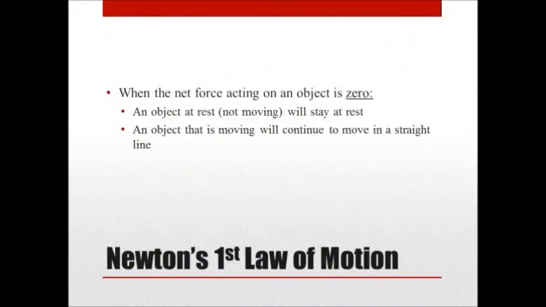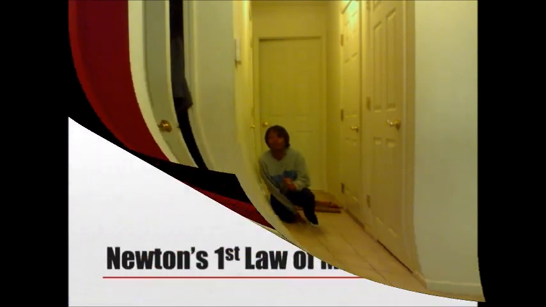Newton's first law of motion states that when the net force acting on an object is zero, an object at rest will stay at rest. An object that is moving will continue to move in a straight line. According to Newton's first law of motion, this ball will remain at rest as long as the net force acting on this ball is equal to zero. This ball will also continue to move in a straight line as long as the net force acting on it is equal to zero.